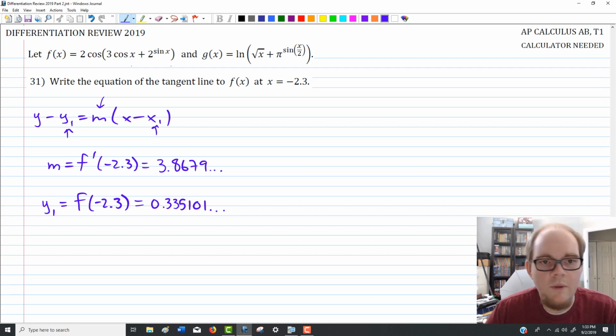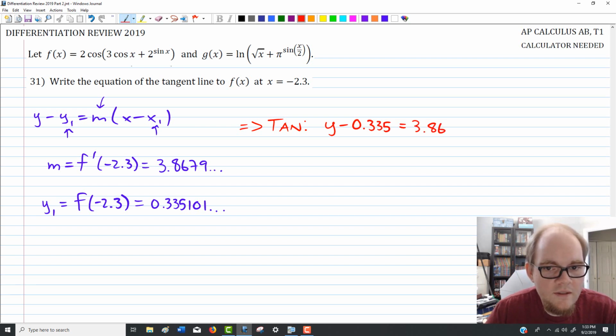So we got our slope, we got our y value. That's all we actually need to get our tangent line. So in our case, the tangent line that we want, the one we're looking for, is y minus 0.335 equal to 3.868 times x minus a negative 2.3.